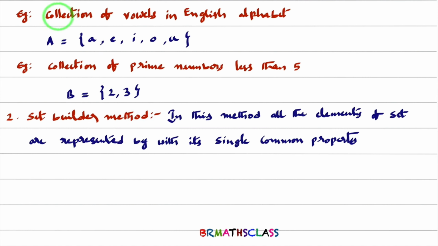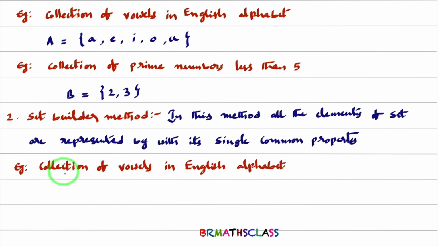I'll consider the same example. You observe, collection of vowels in the English alphabet. This type of representation is known as roster method. Now how do we represent the same set in set builder method? I'll take this set as A. We represent it like this.